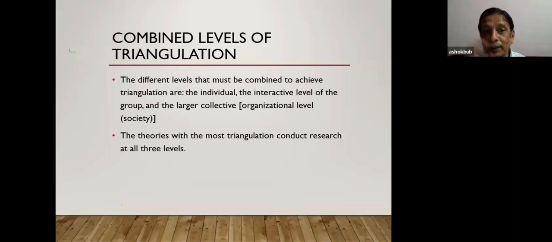So combined levels of triangulation means you use a micro level, and from the micro level you move on to the macro level. That is called individual, interactive or inter-group, and then you also have a larger collective, an organization level or a society level. So the theories with the most triangulation conduct research at all three levels. If the purpose of your research is to examine or verify a particular theory, multi-level or three-level triangulation becomes an important factor.